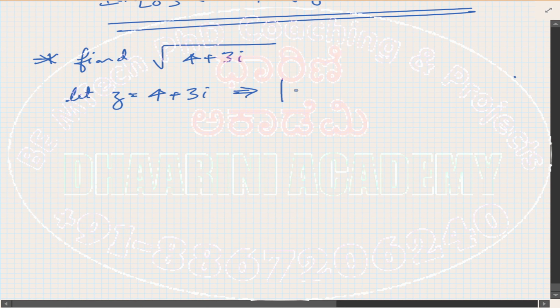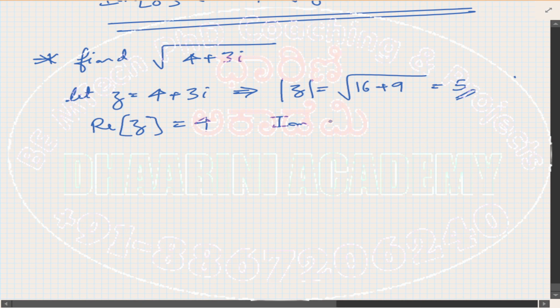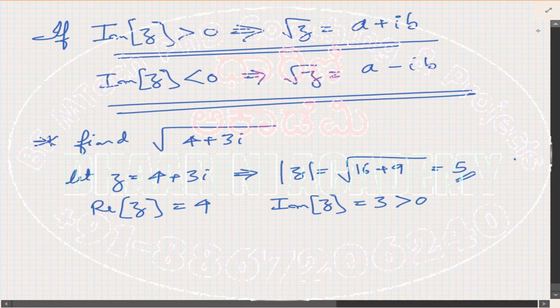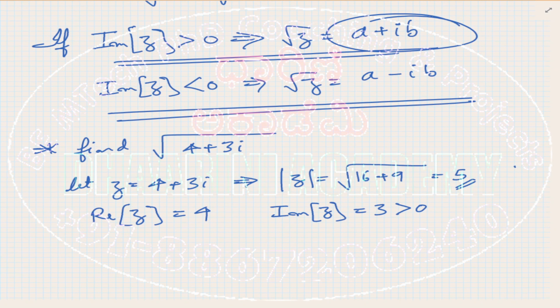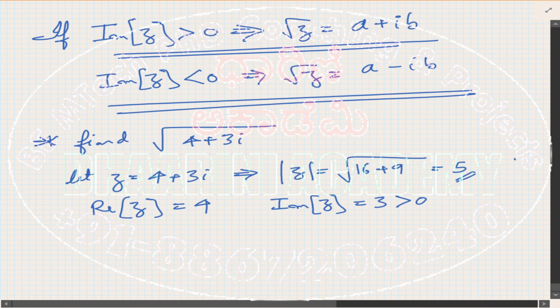This implies I definitely need the magnitude of z. So the magnitude of z is equal to root of 4 square is 16 plus 9, so root 25 equals 5. And we also note the real part of z is equal to 4 and the imaginary part of z is equal to 3, and this is greater than 0. So out of the two equations we are going to use the first equation, the a plus ib format. I just have to find a and b separately.